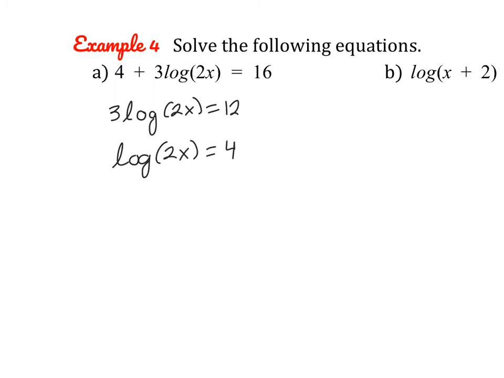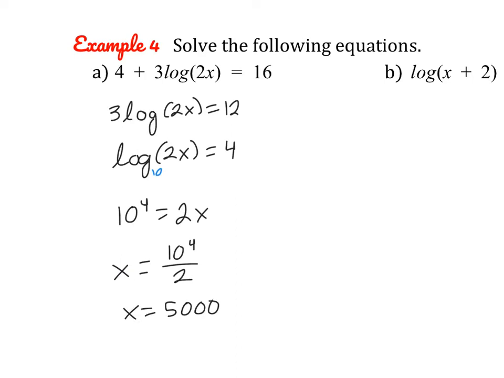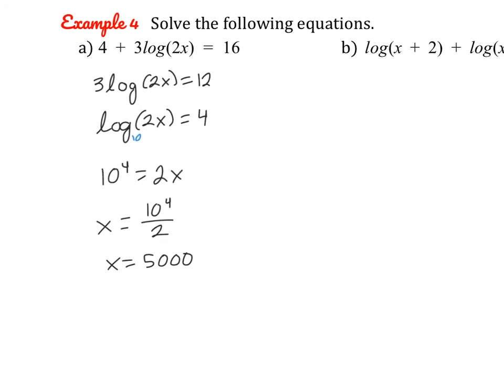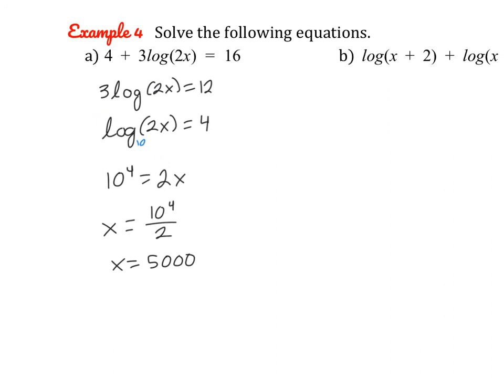So now at this point, I'm going to rewrite this as an exponential equation. Remember, common logs have a base of 10. So 10 to the power of 4 equals 2x. So x will equal 10 to the power of 4 divided by 2. So you get x equals 5,000. Now for any logarithmic equation, before you box your answer, it's really important that you check to make sure your answer is valid, because we know that logarithms have restrictions.